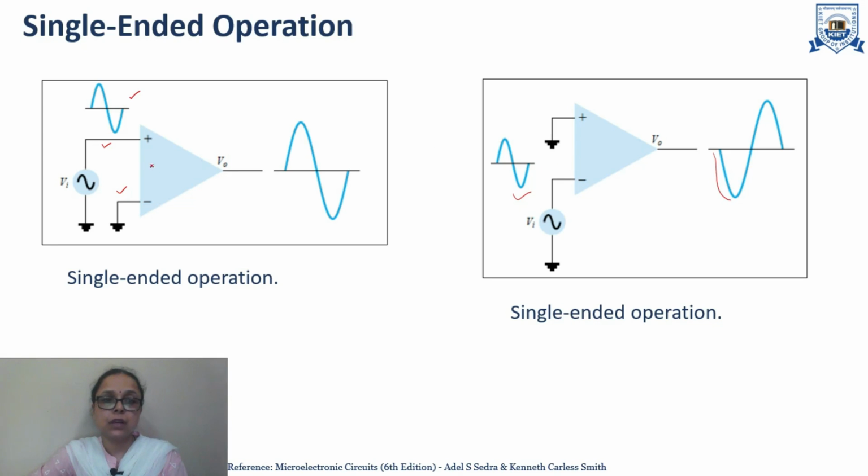So both are single ended operation, but the difference is that here we have applied the input at the positive terminal and the output is in phase with the input. And in the second case, we have applied the input at the negative terminal and the output is out of phase with the input. So this is the example of the single ended operation.